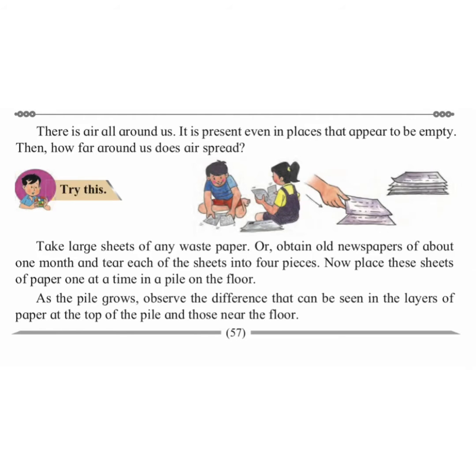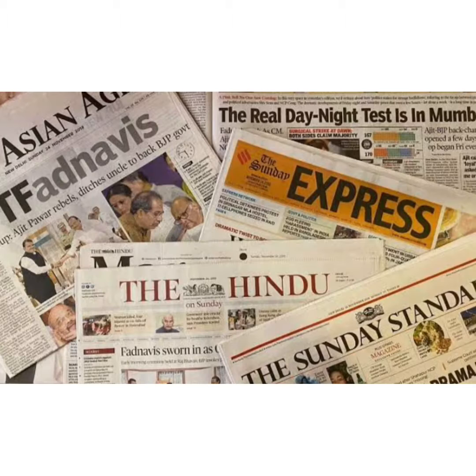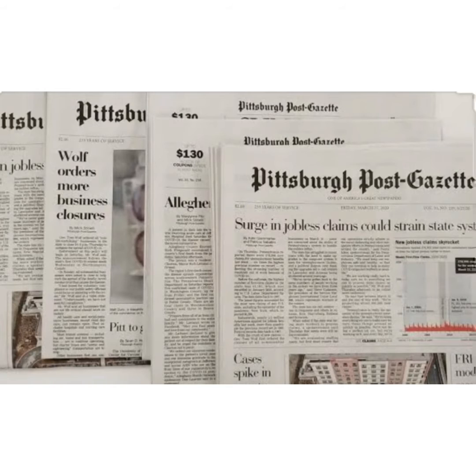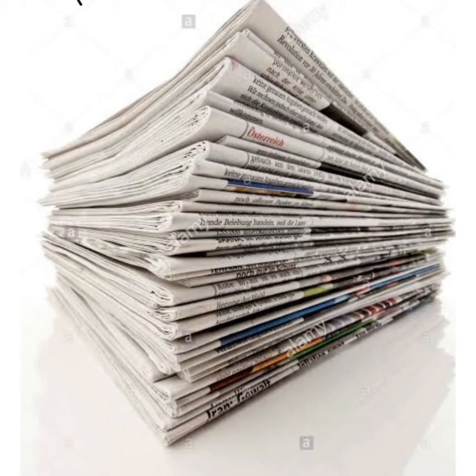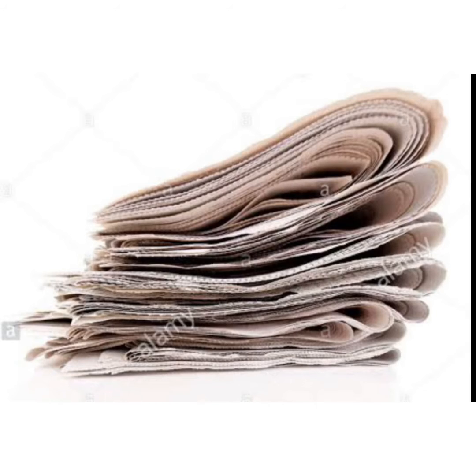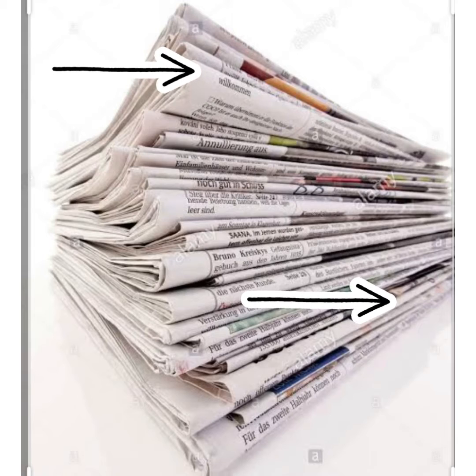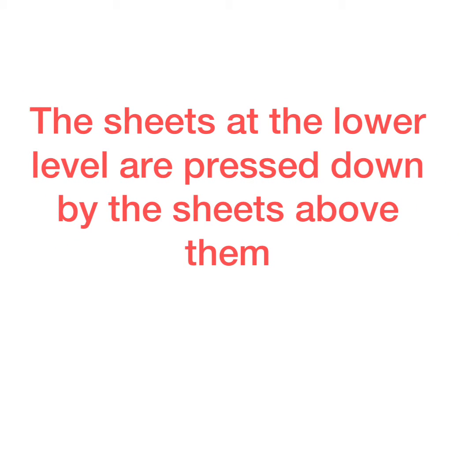Now let's move to our next activity which we are going to do. So let's try this. Take last sheet of any waste paper or old newspaper. Now place these sheets of papers or newspaper one at a time in a pile on the ground. As the pile grows, observe the difference that can be seen in the layer of the paper at the top of the pile and those near the floor. What do you see, students? The sheets at the lower level are pressed down by the sheets above them.